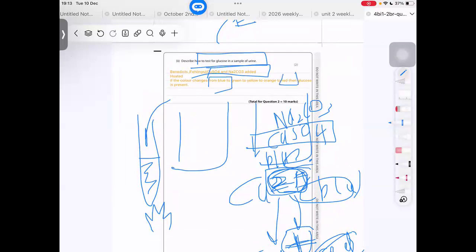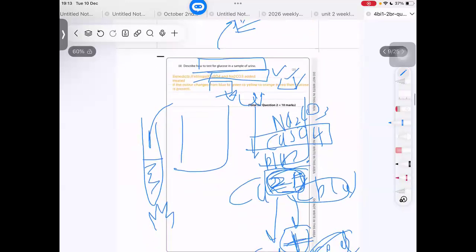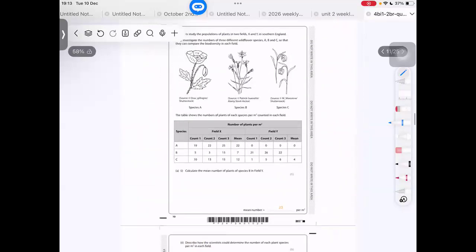But it's always better to write the series of the color change: from blue to green, green to yellow, yellow to orange, because that's the observation that you see when you are doing the test, right? So better to write the observation, then you will get the full marks. So if you have any 2 out of the 3 points that I have mentioned, you can get the 2 marks, right? Let's move on to the next question.